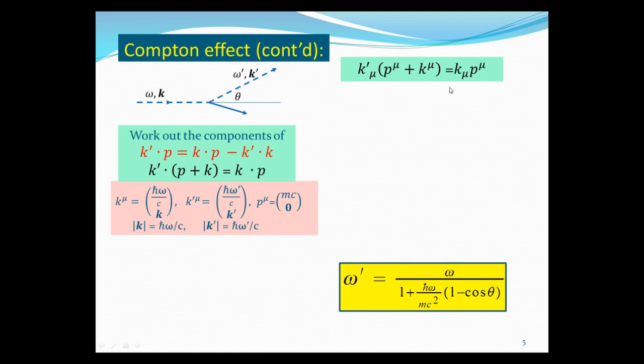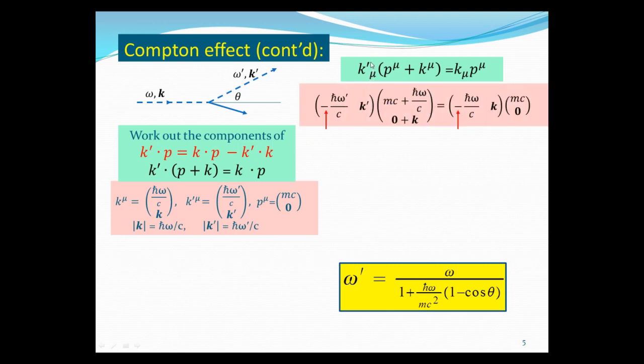So now we're going to work out this relation by plugging in these various components. Remember, this is now k prime with a lower index, so it's a covariant component. Therefore, the energy term has a minus sign because you're using the metric to lower it. The metric has minus 1, 1, 1, 1. The same way, k plus p is written down here as a column vector, and for the k, I also have a minus sign in terms of frequency.